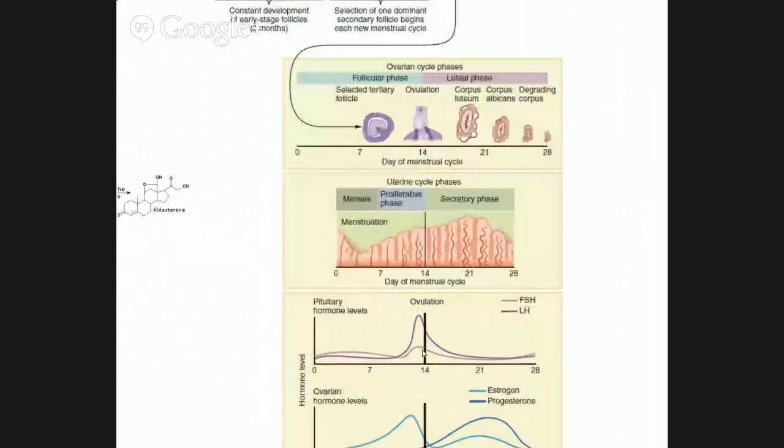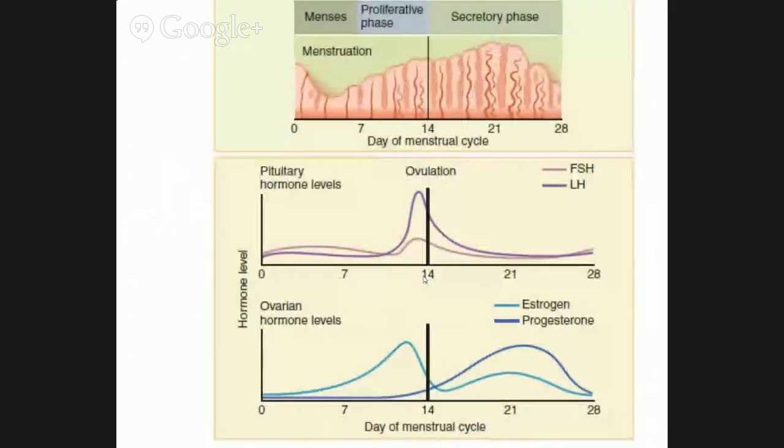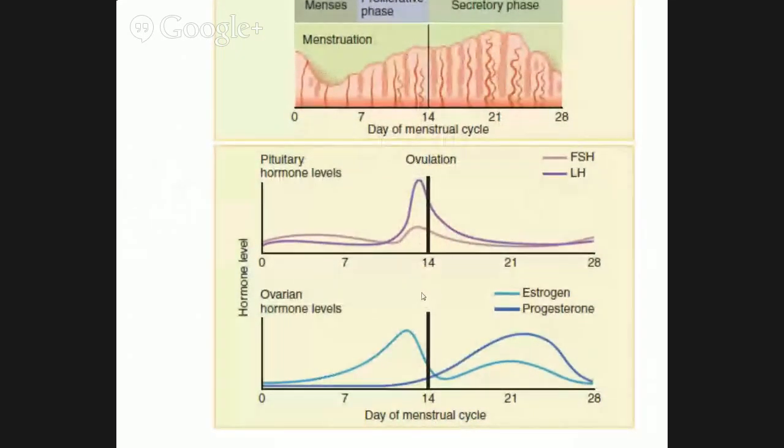Down at the bottom here are a couple of graphs showing what's going on with these hormones, okay? So the top graph are pituitary hormones, FSH and LH, and then the bottom one are ovarian hormones, estrogen and progesterone. What's not represented here is the GnRH, what's being released from the hypothalamus. But that's what gets all of this started.